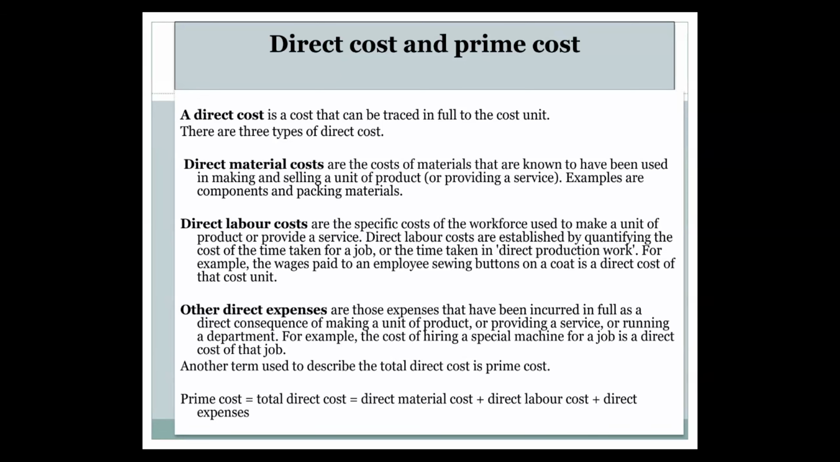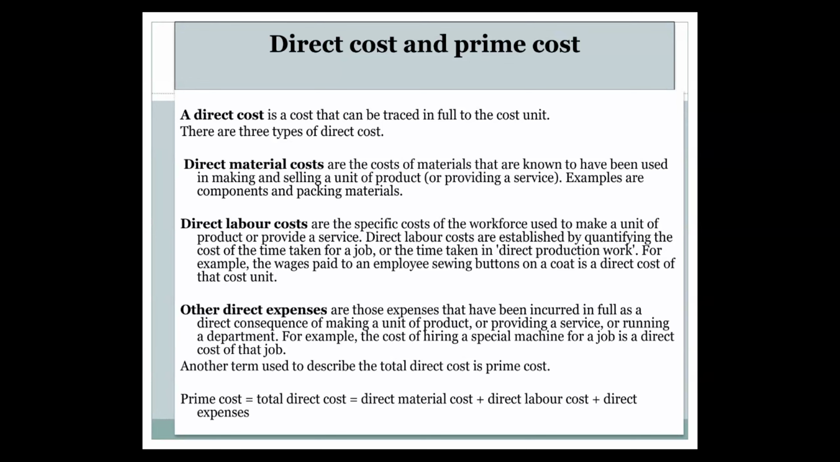And the summation of these 3 direct costs or expenses will be the resulting prime cost. So the formula of prime cost is direct material, direct labor, and other direct expenses. Direct material costs are the cost of material that are known to have been used in making and selling a unit of product or providing a service.